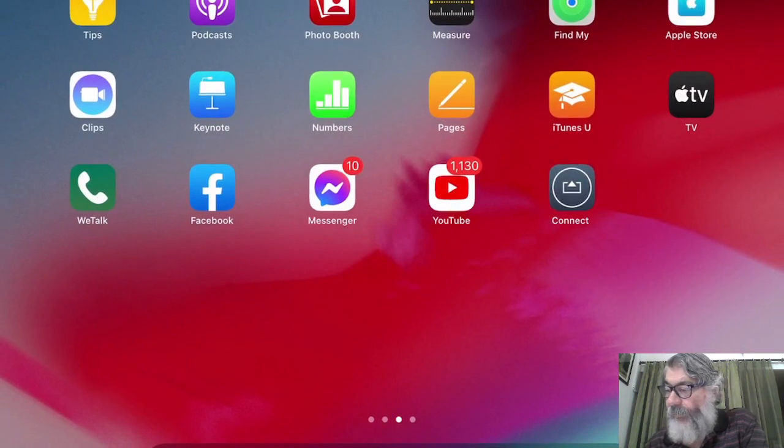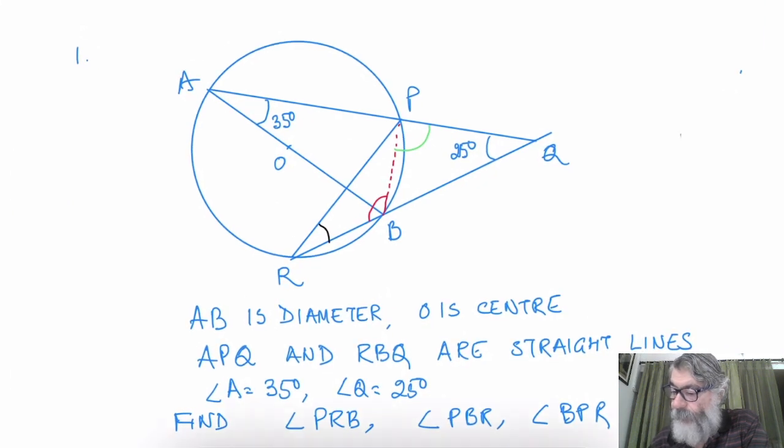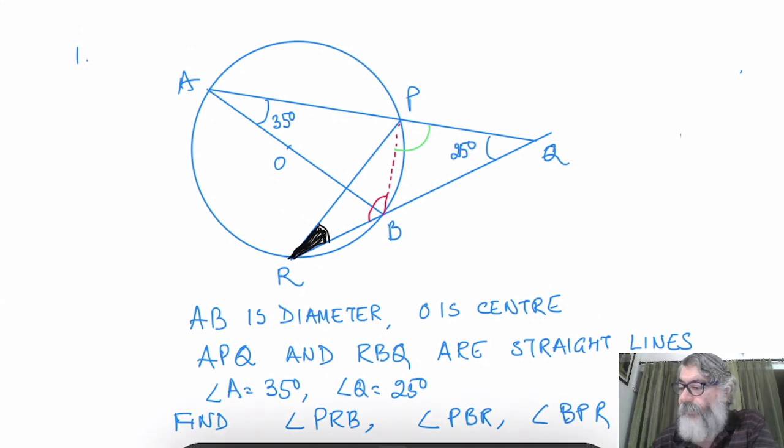I'll show you again which angle I am talking about. I'm talking about this angle. This angle is PRB. Now it is very simple from here. Why it is simple, I'll tell you just now.